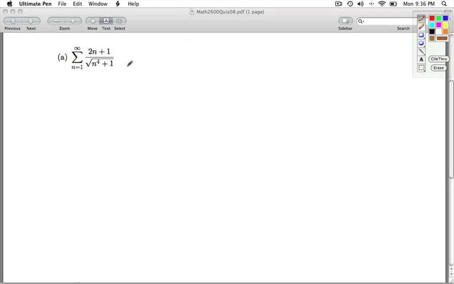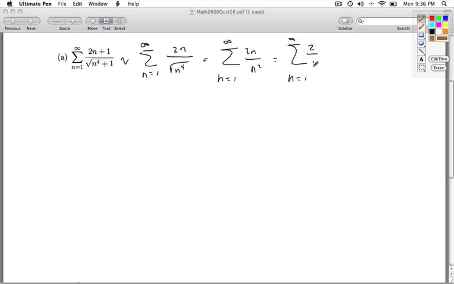So what's going on here? We've got this rational or fractional kind of series. So let's look at what I can get from this. If I look at the highest power in the numerator, it's going to be that 2n piece. The highest power in the denominator is going to be the square root of n to the fourth. And that's the same as the series n equals 1 to infinity, 2n over n squared, which is the same as the series n equals 1 to infinity, 2 over n.